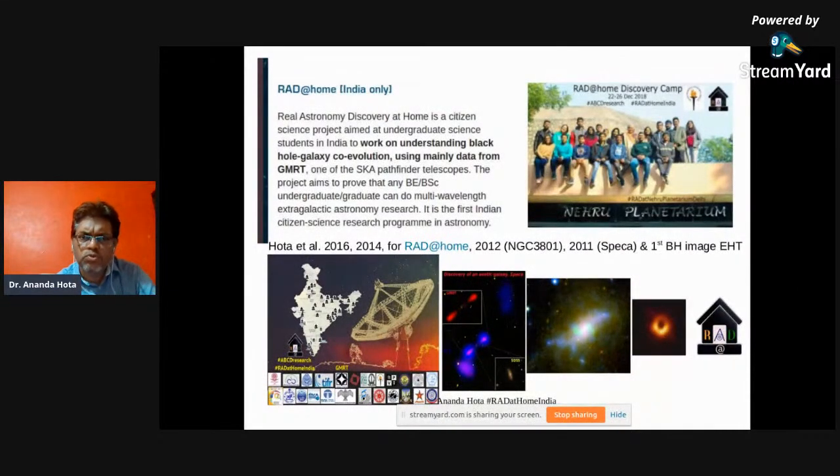The project aims to prove that any BSc, BE, BTech, undergraduate or graduate can do multi-wavelength extragalactic astronomy research. This is the first Indian citizen science research program in astronomy. So the picture that you have already seen on the cover page will elaborate all these things.